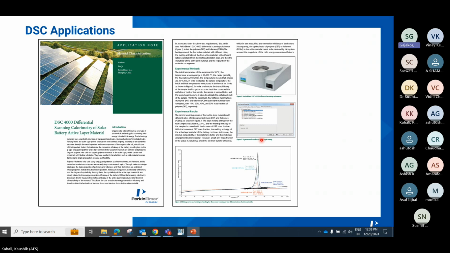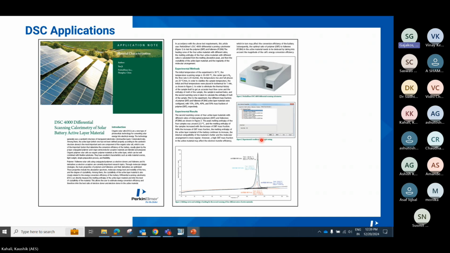Okay, and in this DSC, this test will give us the heat curve of the active layer material in an organic cell, and the enthalpy of melting is calculated based on the melting peak. Okay, and it helps us determine the molecular alignment and the compatibility of the material. So this is how it becomes very important for the solar industry.